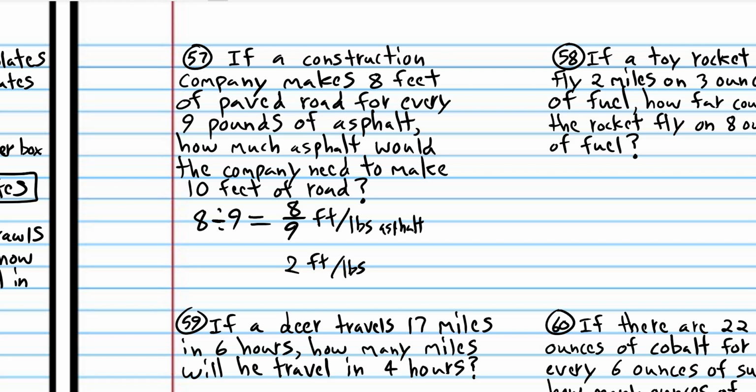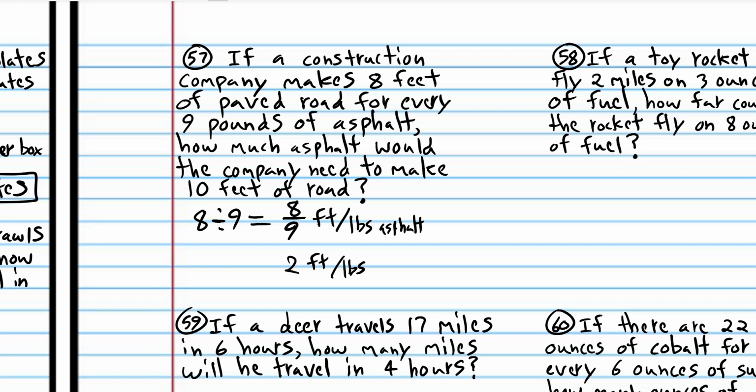then how many pounds of asphalt would you need to lay down 10 feet of road? Again, it's 2 feet of road for every 1 pound of asphalt. And you want to lay down 10 feet of road, so how many pounds of asphalt would you need? Well, if you said 5 pounds, you were correct. Again, it's just common sense. 10 feet of road, and there are 2 feet of road for every 1 pound of asphalt. So if you're on a construction site somewhere, it's not going to be very difficult for you to figure this out. So it's 5 pounds of asphalt.